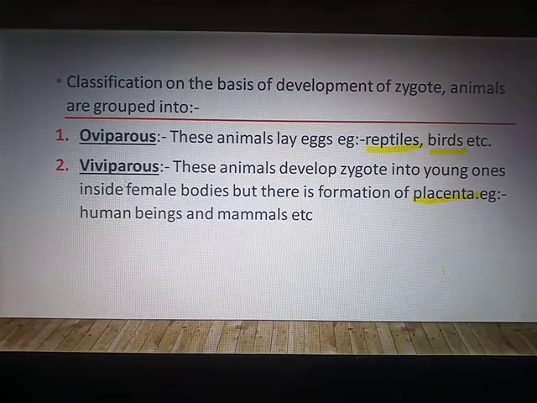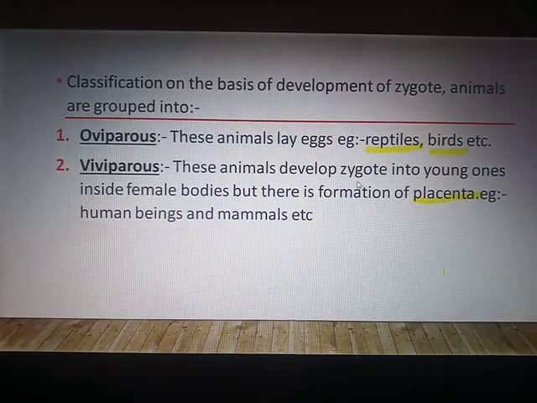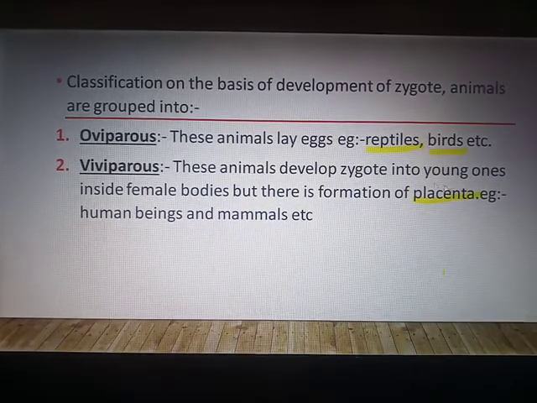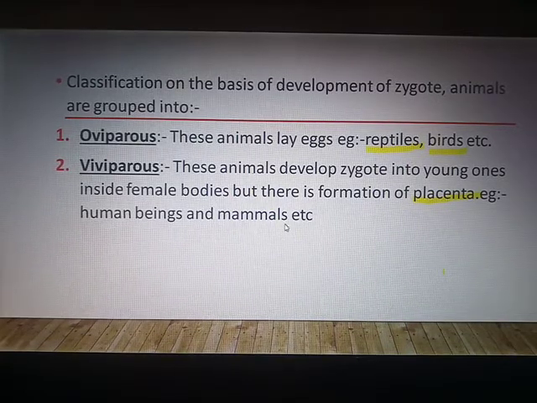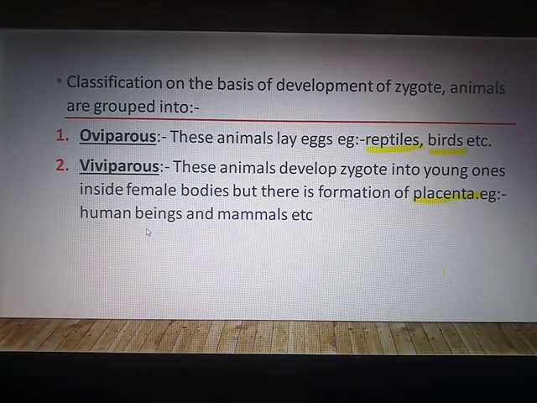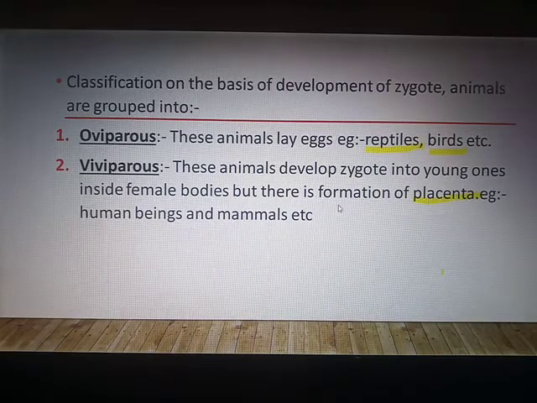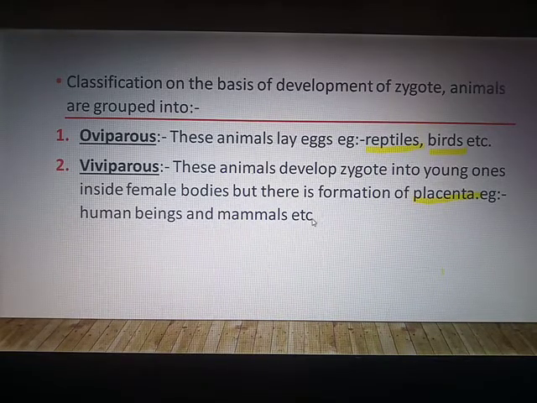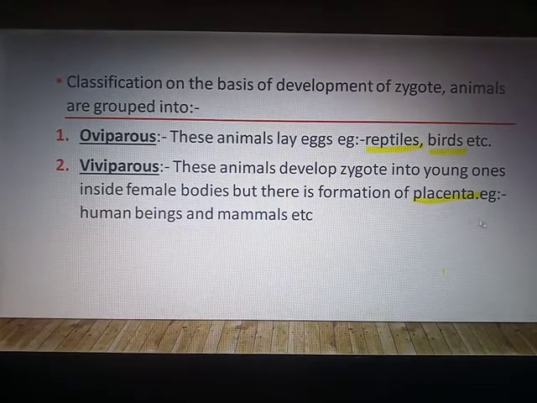Clear? So students, in viviparous animals, placenta is formed and zygote is developed into young ones inside the bodies of female. Clear? It occurs in human beings and mammals. In human beings, zygote develops into young one inside the mother. Clear? Formation of placenta takes place inside the body of female.